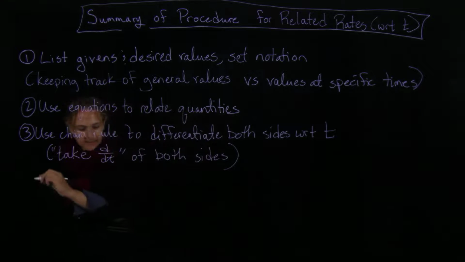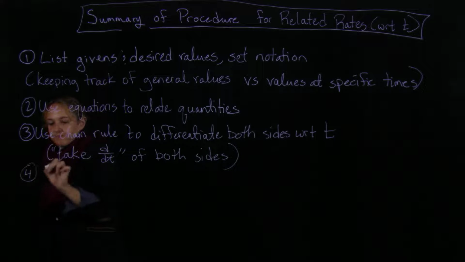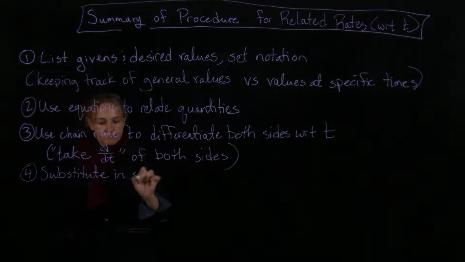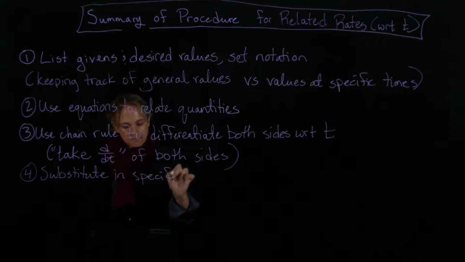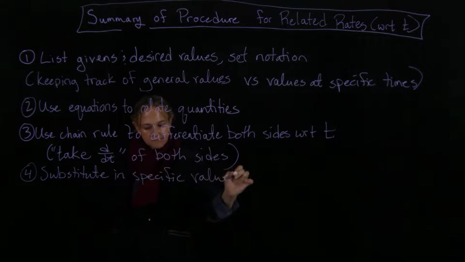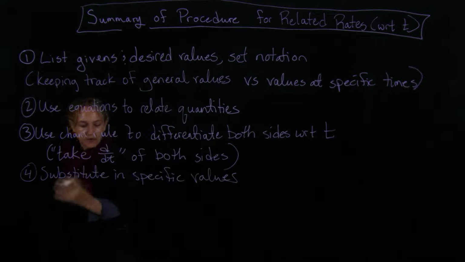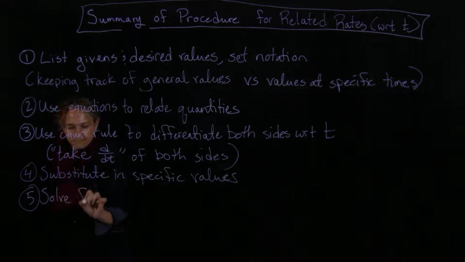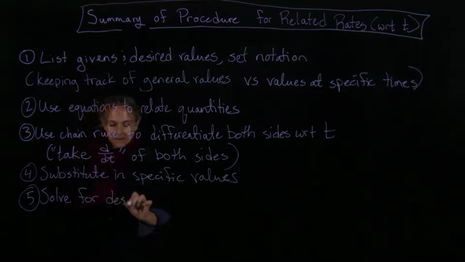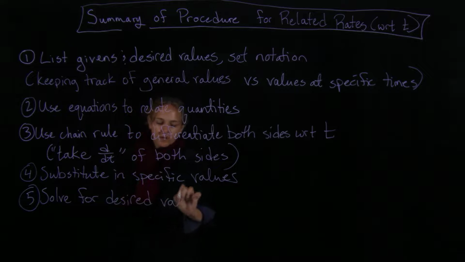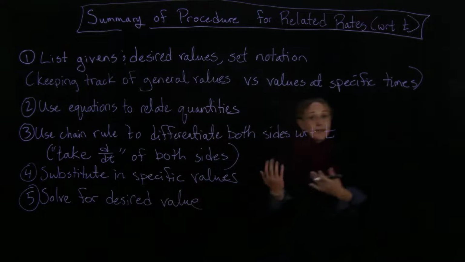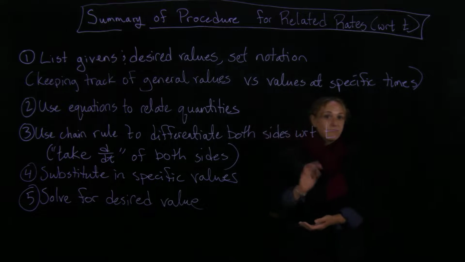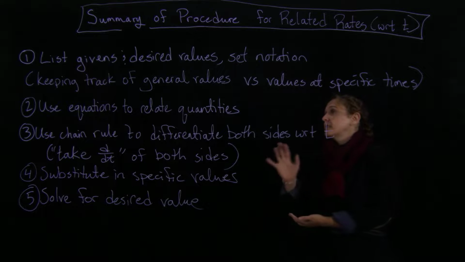Then the next thing is you want to substitute in specific values. And then finally, you want to solve for the desired value. So by the time that you're solving for it, everything else should be numbers. We didn't actually need to do this, but you've seen this kind of thing before with implicit differentiation. So these are just the steps that you go through.